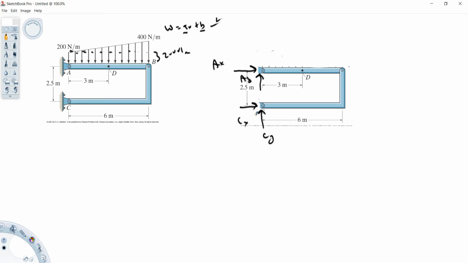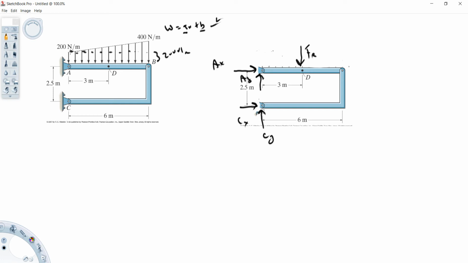So our rectangle here is going to have a magnitude of 200 times 6, and that goes at the centroid of the rectangle. So that's going to be like here. I'm just going to put F1 here. That's for you folks. Or I'll put an F sub R, force from the rectangle.